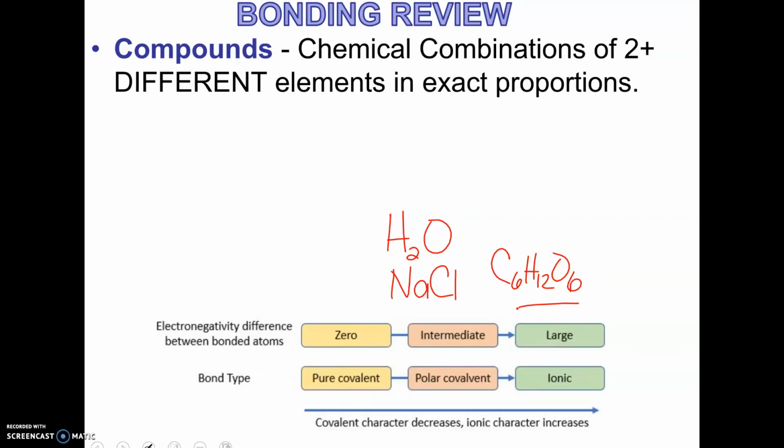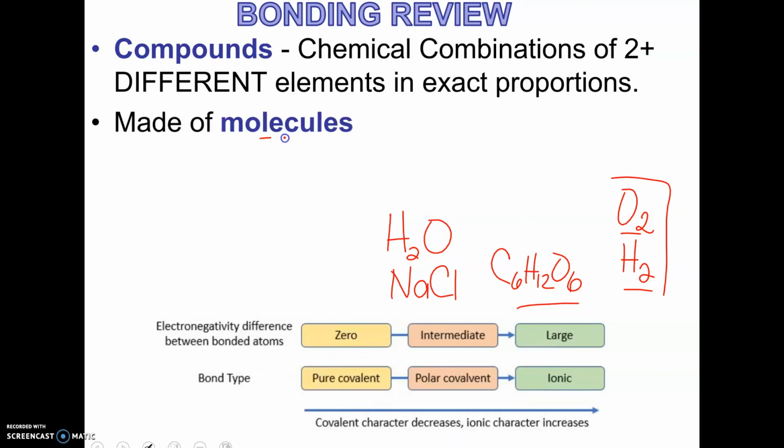Now one thing that would not be a compound would be, for example, O2 or H2. Even though these are composed of more than one atom, they're composed of 2 of the same type of atom. And so they would be a molecule, which is sort of our building block of compounds, but they would not actually be a compound. So I wanted to clarify that.